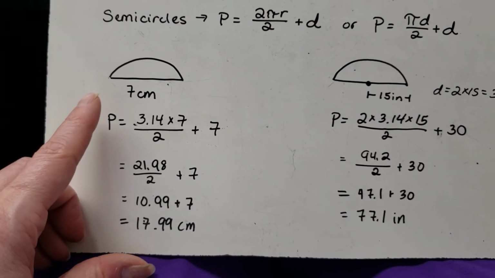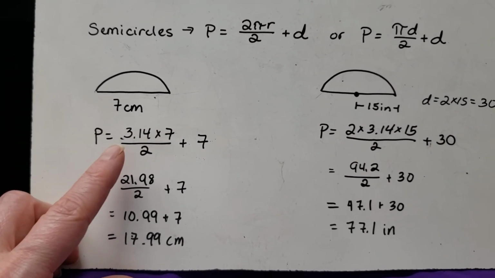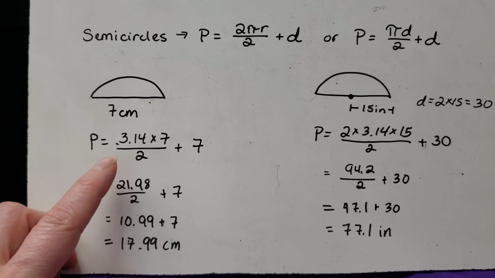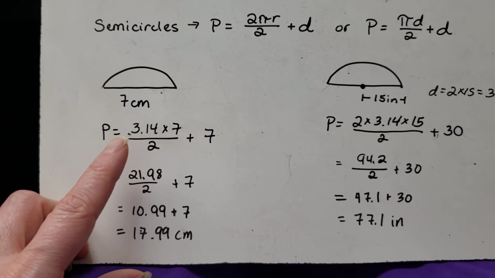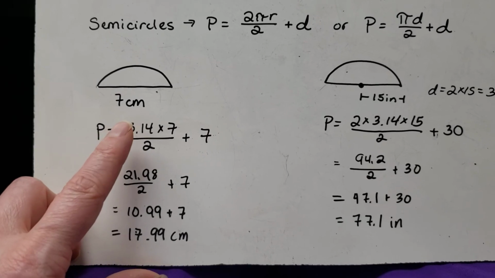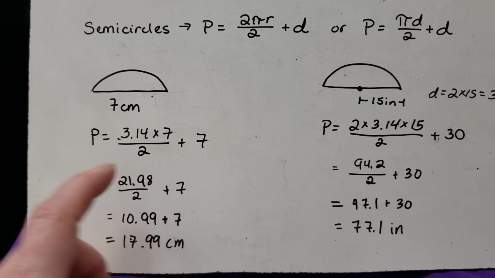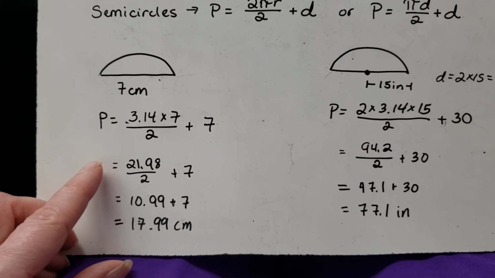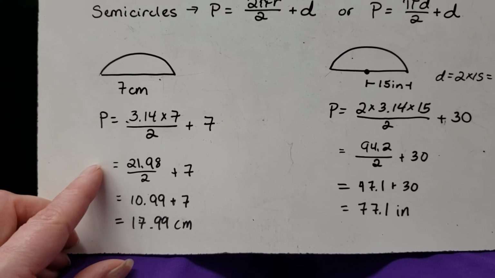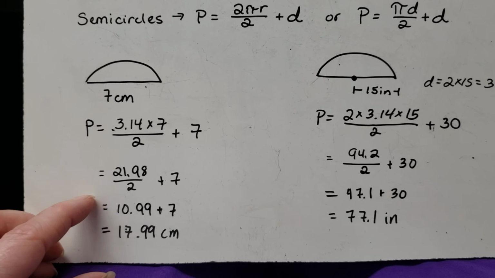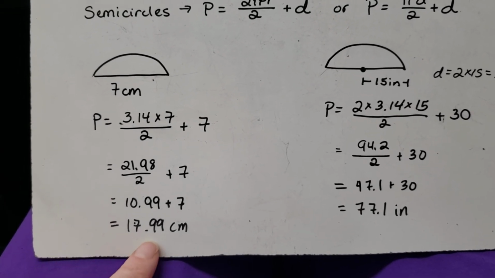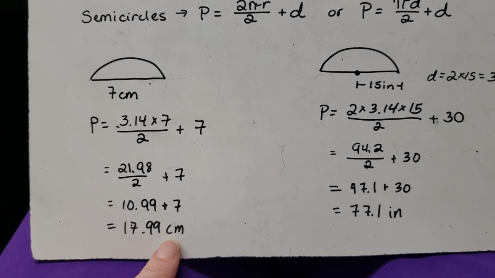So here we've got a diameter. 3.14 times 7 divided by 2. Remember, plus 7. Remember your order of operations. So you've got to multiply first, then divide, adding 7 at the end. Okay, so you get 21.98 divided by 2, then 10.99 plus 7, 17.99 centimeters.